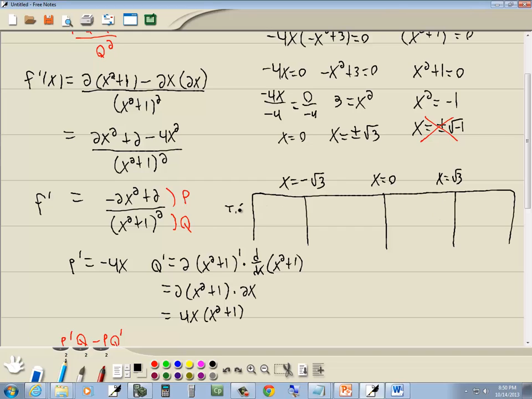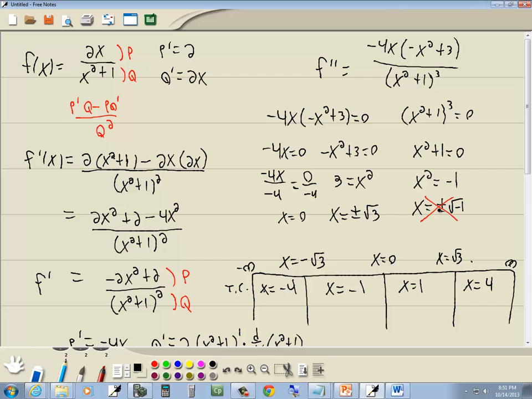Now we'll pick test cases. Something between, and clear over here is negative infinity, clear over here is positive infinity. Something between negative infinity and negative square root of 3. I don't know what negative square root of 3 is, negative 1 point something. So maybe negative 4. I'm going to choose something between negative square root of 3 and 0, like negative 1. Something between 0 and square root of 3, like 1. And something greater than square root of 3, like 4 or 5 or something like that. Now we want to plug these into our second derivative, which is right up here.